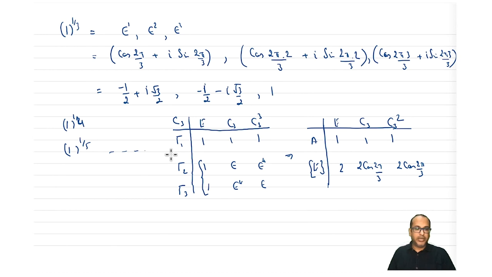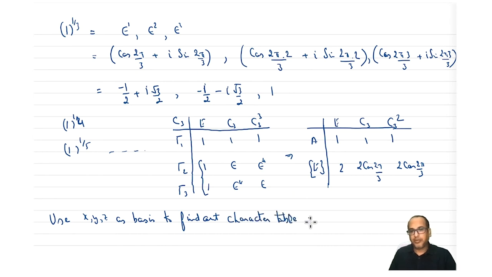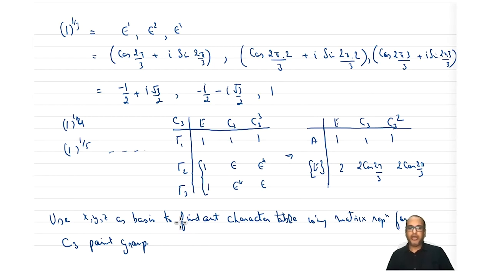Okay. And you can actually carry out, take XYZ as the basis and find out the matrix corresponding to E, C3 and C3 square and find out what is the matrix and the corresponding trace, try to block factor it and then find out whether you are able to match this character table or not. So try to do it as assignment. Use XYZ as basis to find out character table using matrix representation for C3 point group. So that is the end of this, and next class we'll be starting with the application of group theory and quantum mechanics.